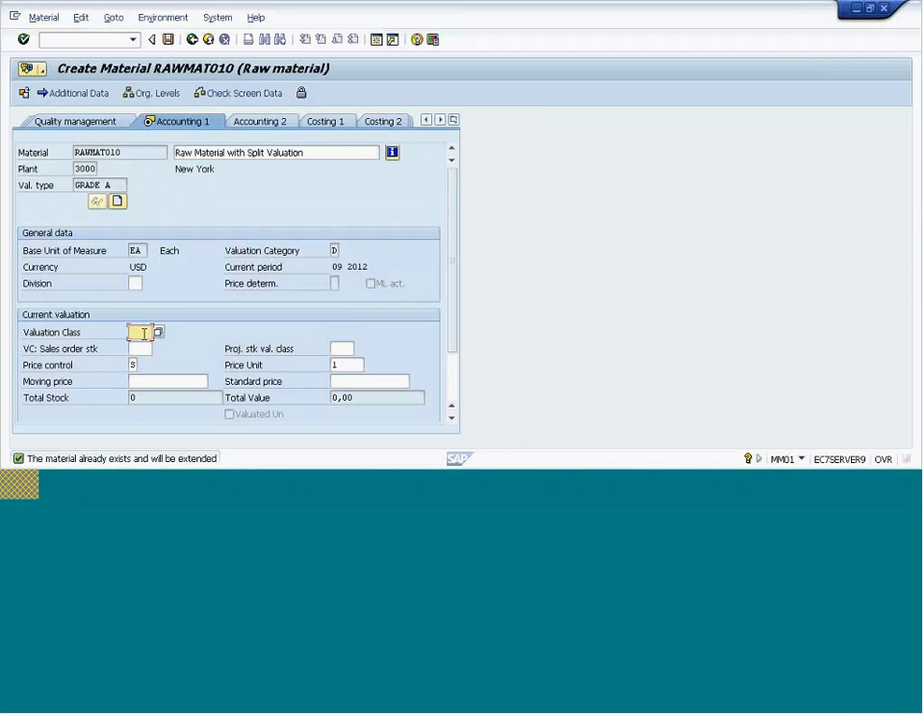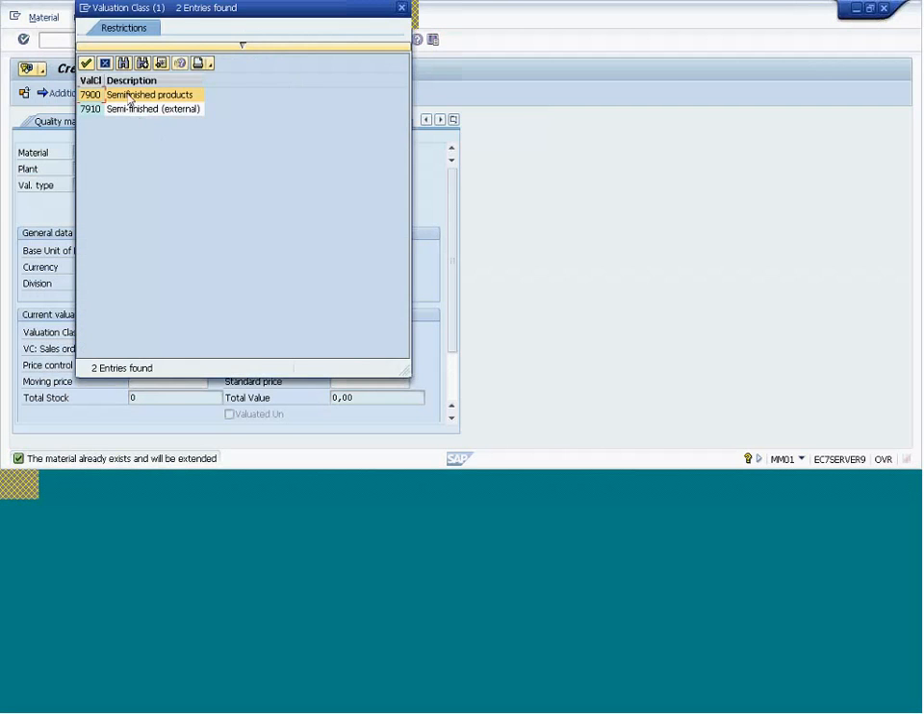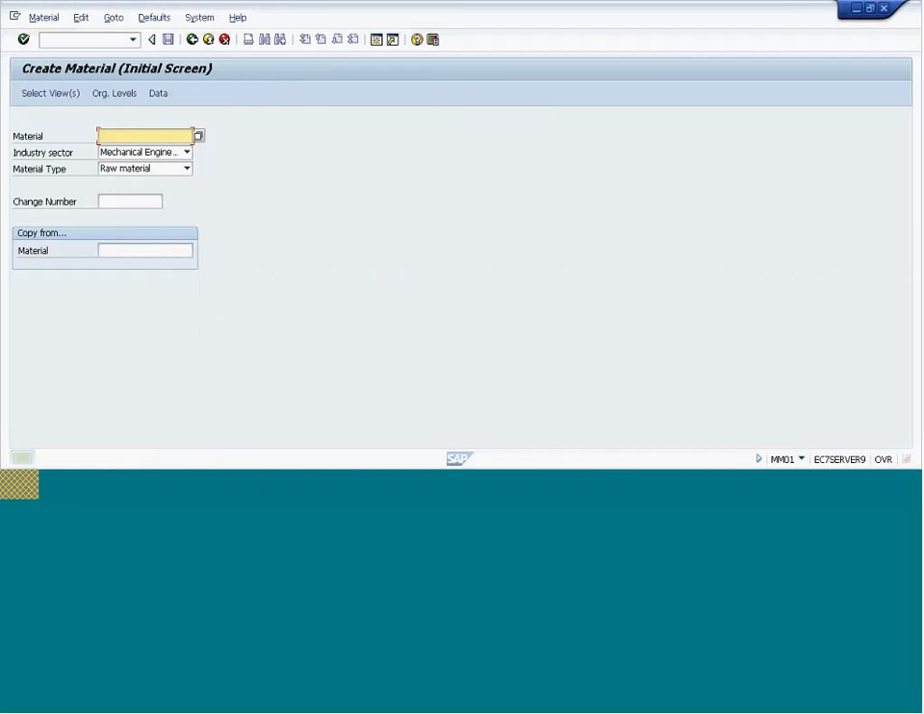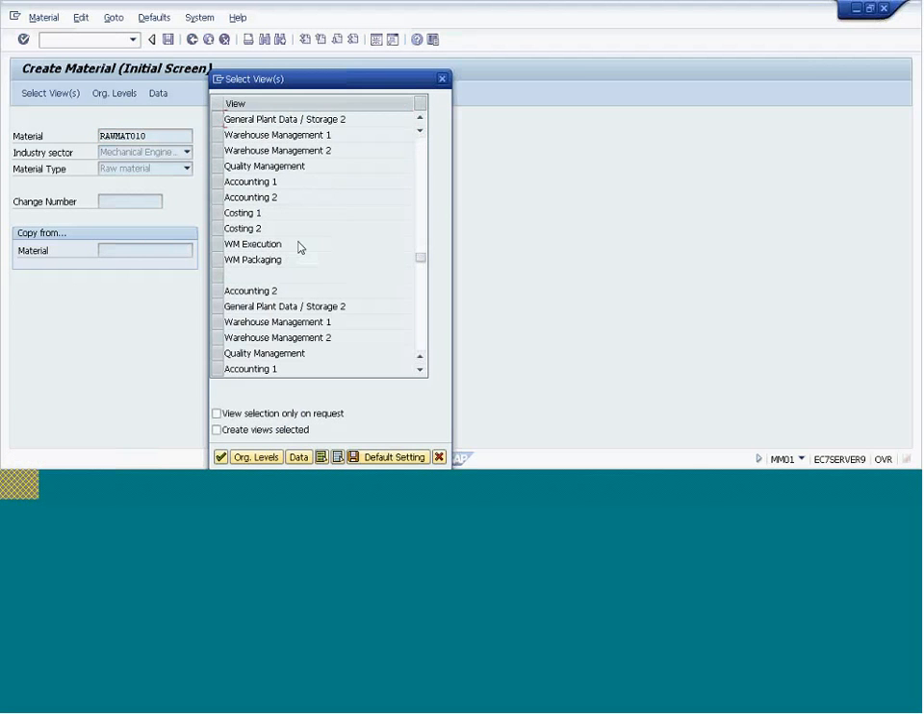If this is mandatory now, you see here the valuation type. You cannot change anything here, and at the valuation lower level you can have S or V, it doesn't matter. So let's have S here for one material. Okay, now I'm saving this, and let me go back again and create one more material for the same thing.